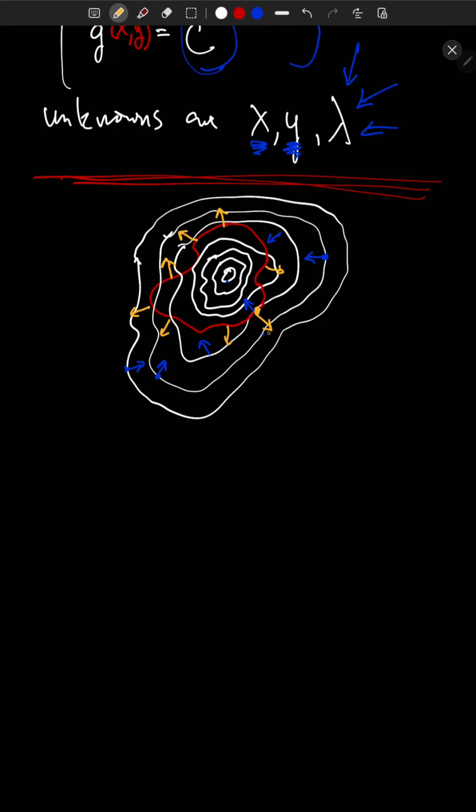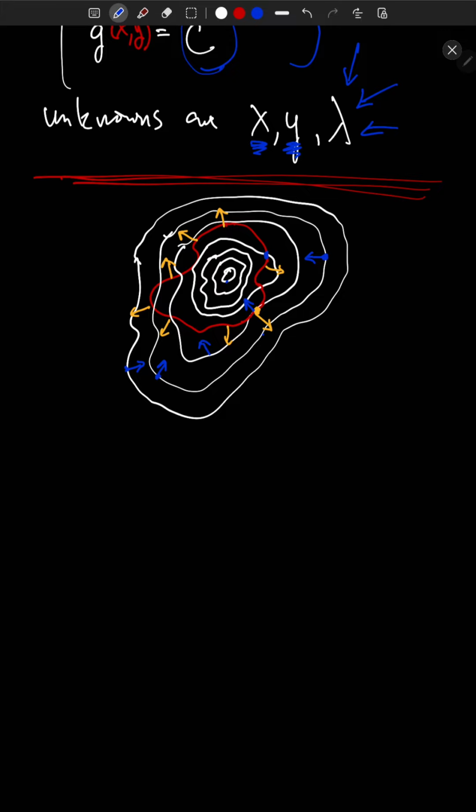Like that, right? They're parallel. One is the negative of the other. Whereas, let's take a look at a point that we're not looking for. So, for example, there. At this point, let me erase this one right there.